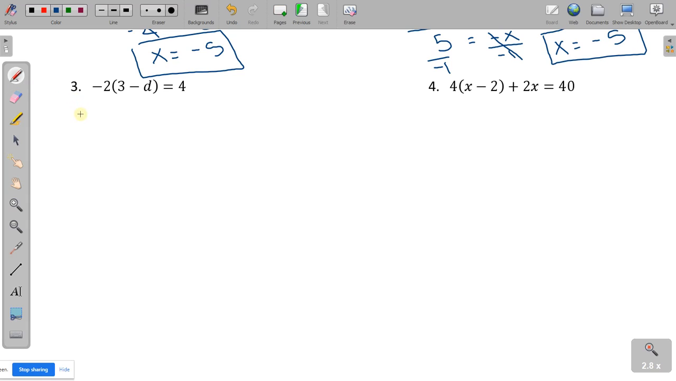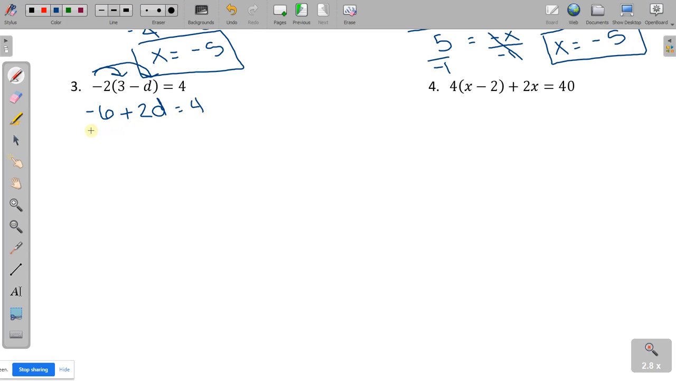Okay, let's check number 3. We have negative 2 times (3 minus d) equals 4. We have to get rid of the parentheses, so we are going to distribute negative 2 to both things inside that parentheses. So negative 2 times 3 is negative 6. Negative 2 times a negative d, negative times a negative is a positive 2d.